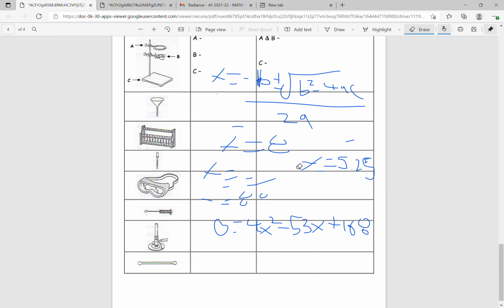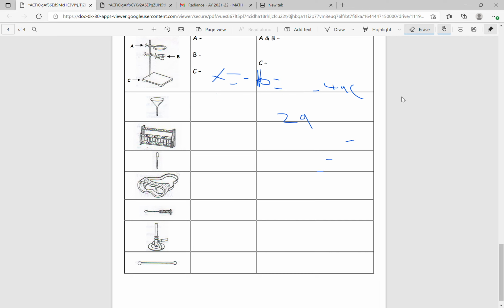Now what we're going to do is try another practice problem for you to try. So let's say we have a radical being added to another radical, a square root being added to another square root. That's going to be kind of interesting. So let's try that.